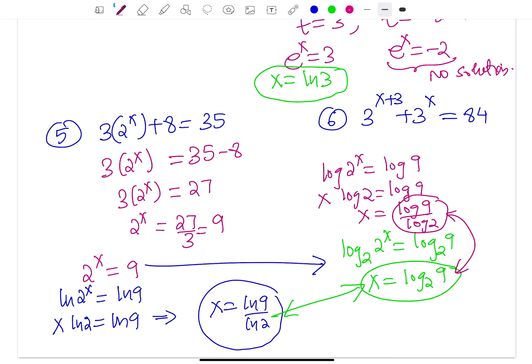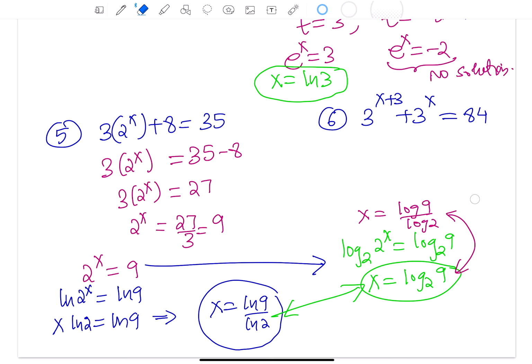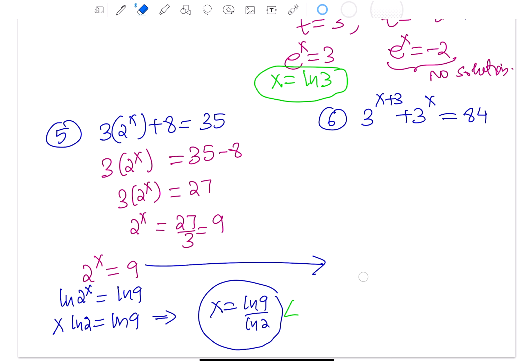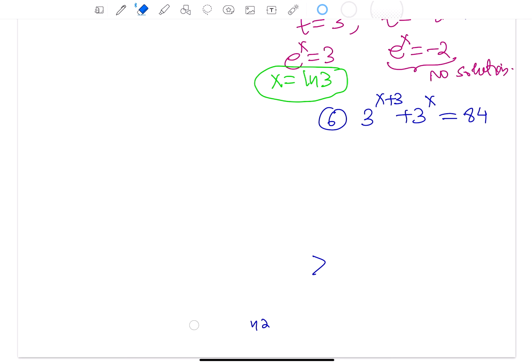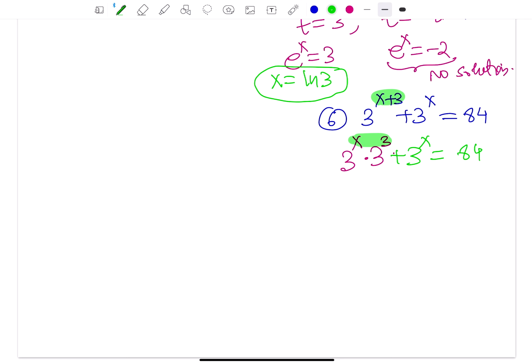Let's look at example number 6 now. We have an addition involved in there. So we've got to be clever with this problem, because the plus in there is causing some issues for me. So I'm going to go ahead and try to break it as 3 to the power x times 3 to the power 3, because the exponents will actually end up adding like we had. So I'm writing it as a product of two terms instead of writing it as a single term, plus 3 to the power x equals 84.